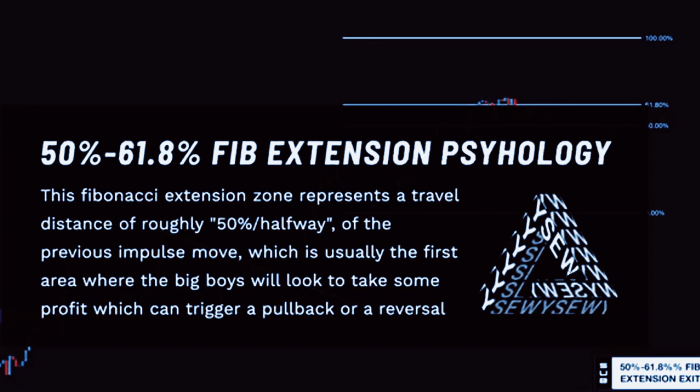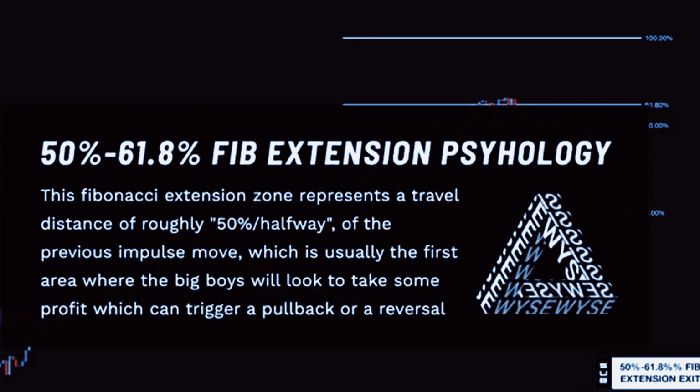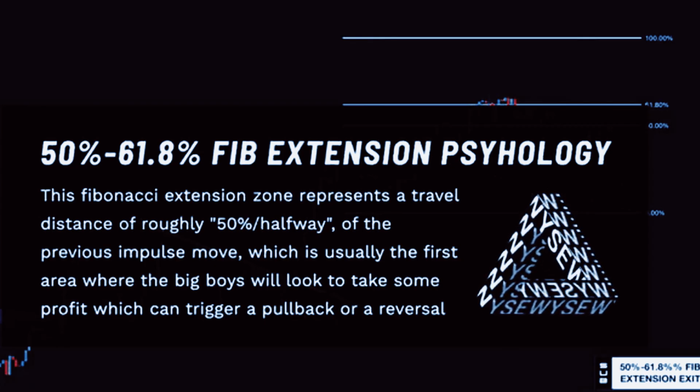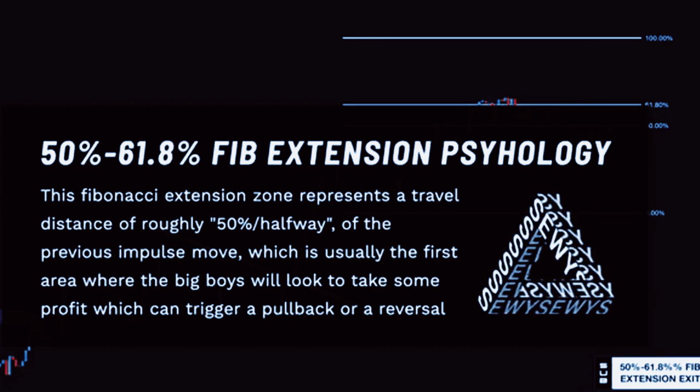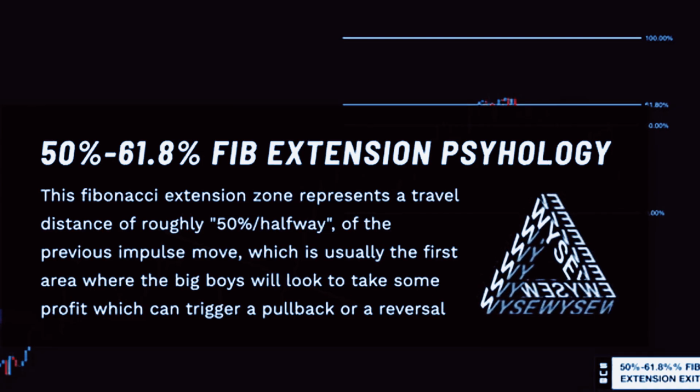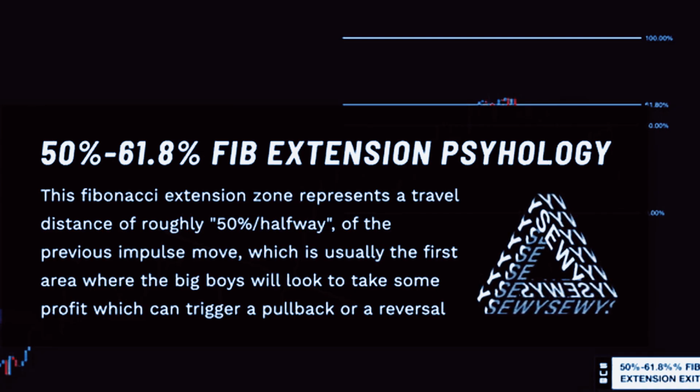This fib zone represents a travel distance of roughly 50% or halfway of the previous impulse move, which is usually the first area where the big boys will look to take some profit, which can trigger a pullback or a reversal.